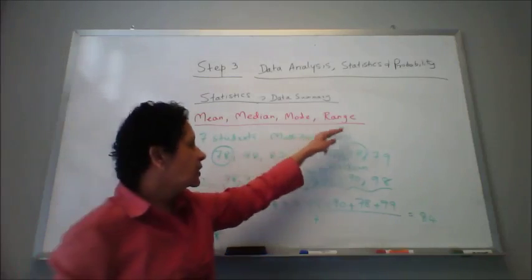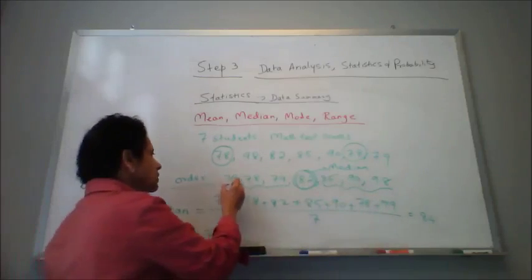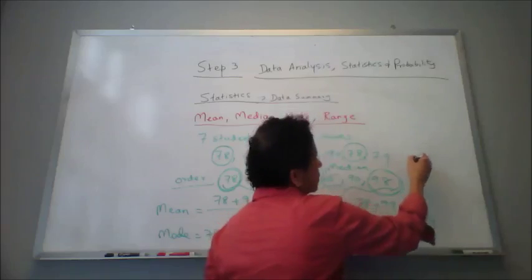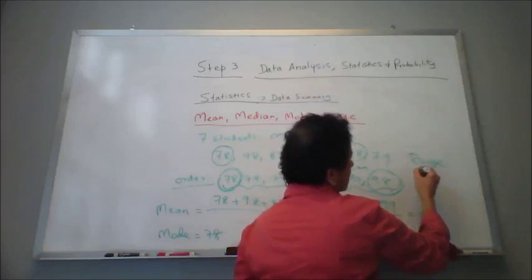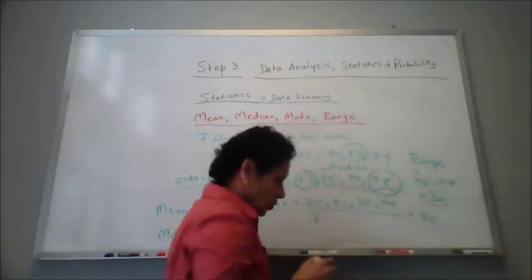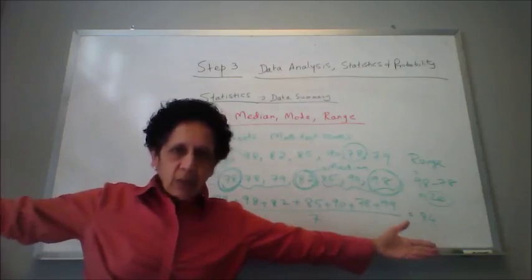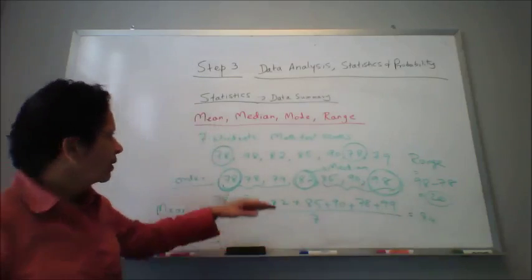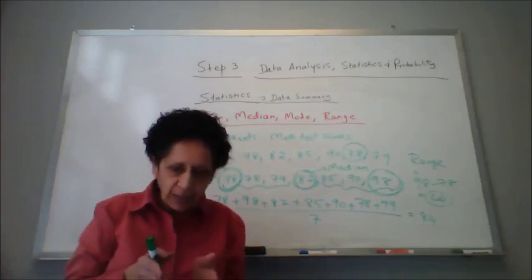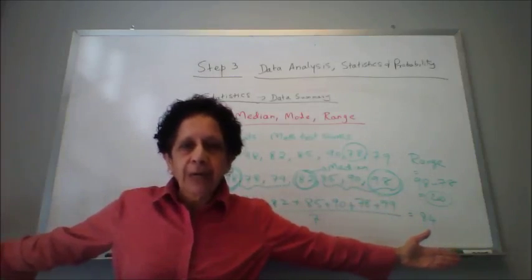And then the range. The range means the low to high range. So the lowest score is 78. The highest score is 98. So the range is 98 minus 78, that is 20, okay? So the range tells me how wide the data is. So from low to high, what is the difference, right? All these other things, mean, median, mode, are telling me roughly the center, or where the average of the center is. But the range tells me how spread out the data is, right?